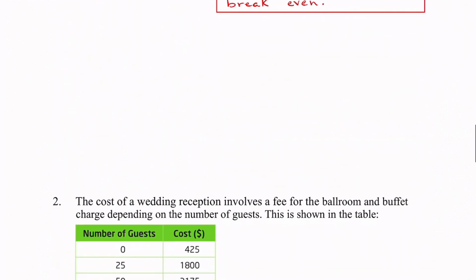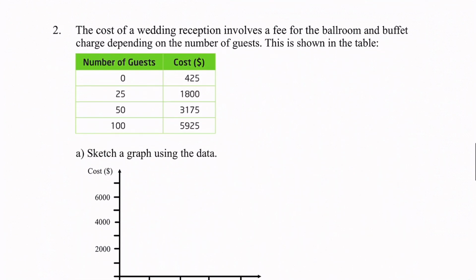Moving to our next word problem here. It says the cost of a wedding reception involves a fee of a ballroom and a buffet charge depending on the number of guests, right? The more people you invite, the more it's going to cost. So at the beginning, if you have 0 guests, it's still going to cost you $425 to rent out the ballroom. And then as you get more guests, it's going to cost you more money.